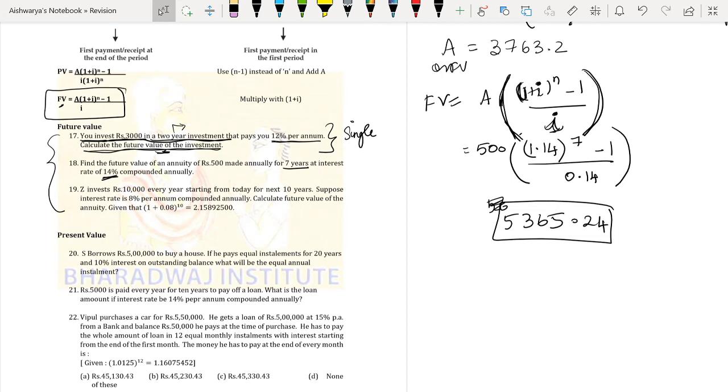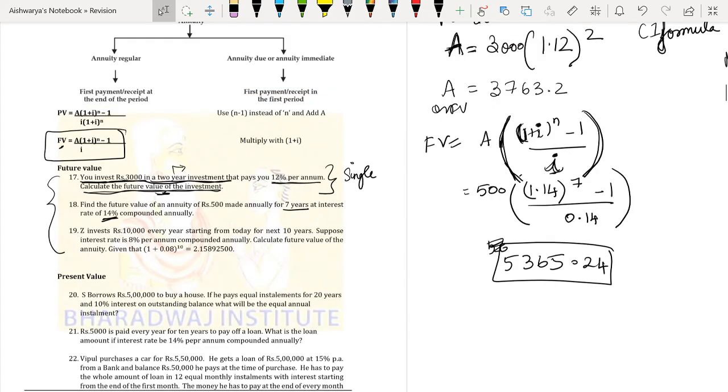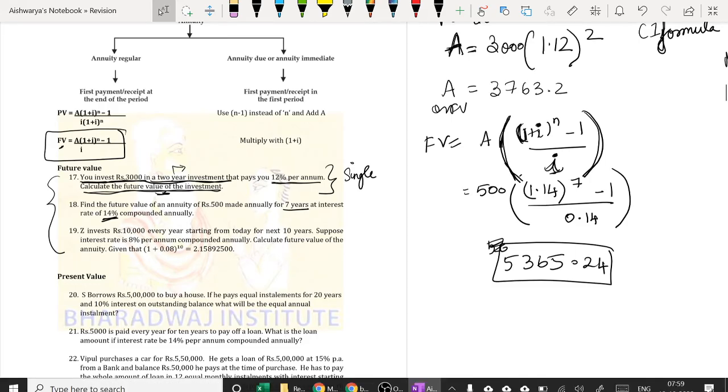So Z invests rupees 10,000 every year starting from today. Means this is beginning of the year. So we have two types of annuity. One is end of the year, the other one is the beginning of the year. Okay. So what do you do in the case of the beginning of the year? The beginning of the year means same formula, but you will just multiply additionally with 1 plus I. So in this question it says starting from today. Underline this. This means that first investment is happening at time 0.